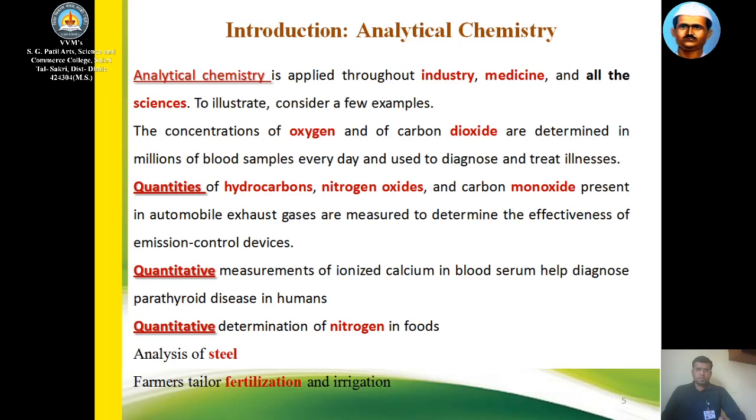It is also applied in various types of branches. We perform quantitative analysis using analytical chemistry. It also plays a vital role in the different branches. As I am talking about chemistry, chemistry is also one of the important branches of analytical chemistry. Biochemistry is there, biology is there, geology is there, physics is there, and all types of science branches are getting benefit from the analysis.